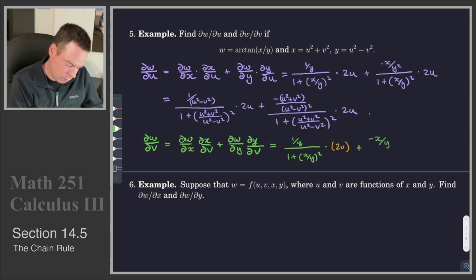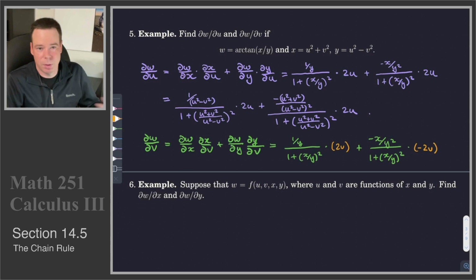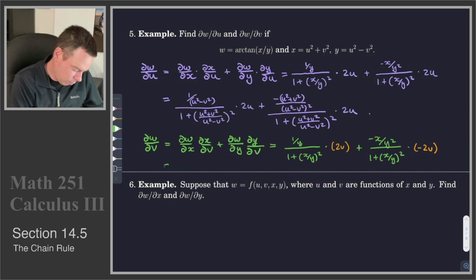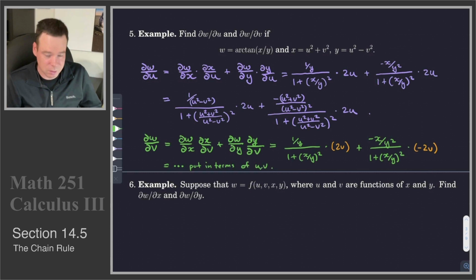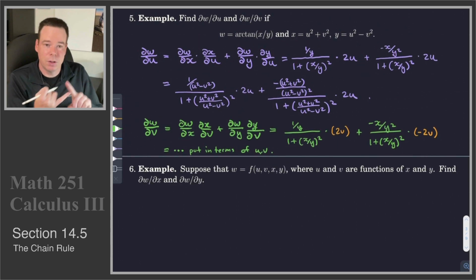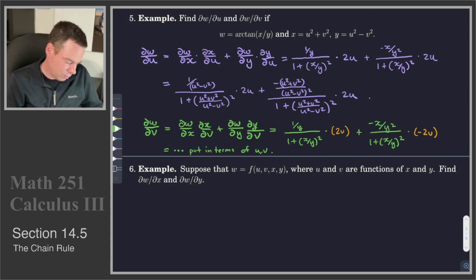And then we add to that the partial of w with respect to y, which we've already worked out above, and then we multiply by the partial of y with respect to v, so that's a negative 2v. And then we could plug in terms of u and v, and we don't get much insight there, so I'll just indicate put in terms of u and v. In other words, take all the x's and y's and just write what they are in terms of u and v. So those are a couple of illustrations of the chain rule as applied to functions of multiple variables, where each of the variables are themselves functions of multiple variables.